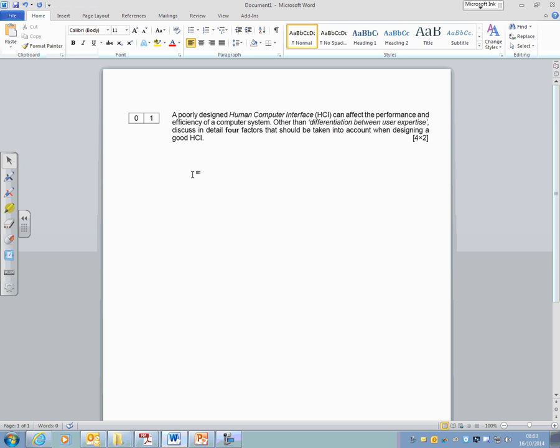Right, here we've got January 2014's question on HCI and factors to consider. So, a poorly designed HCI can affect the performance and efficiency of a computer system. Other than differentiation between user expertise, discuss in detail 4 factors that should be taken into account when designing a good HCI. So it's out of 8, so we need to give 4 factors and then an expansion for each.